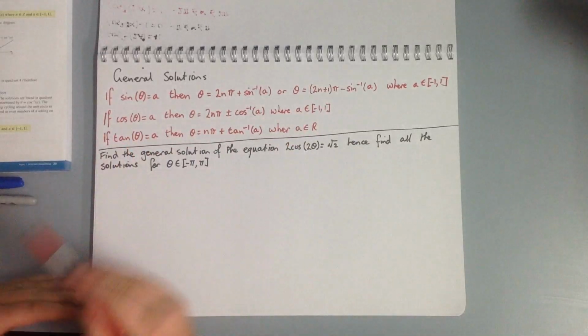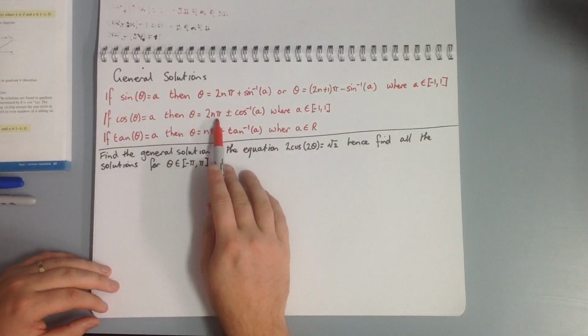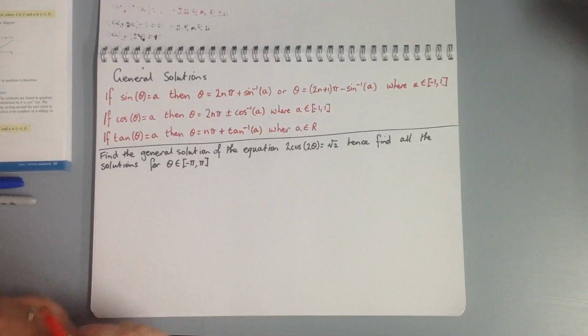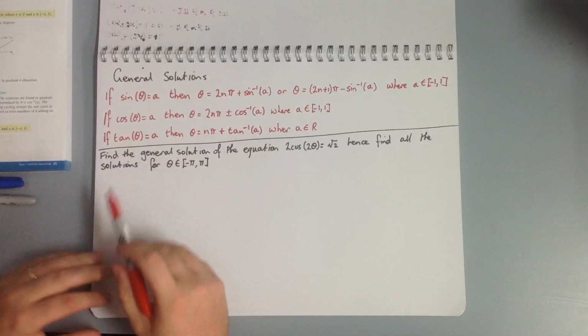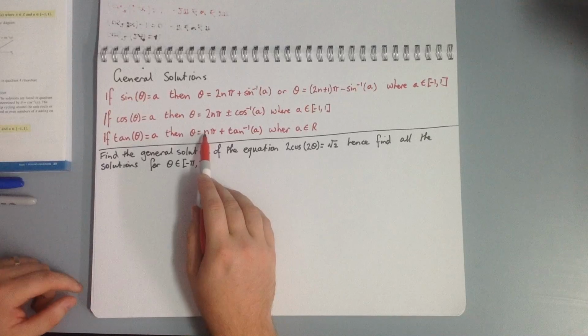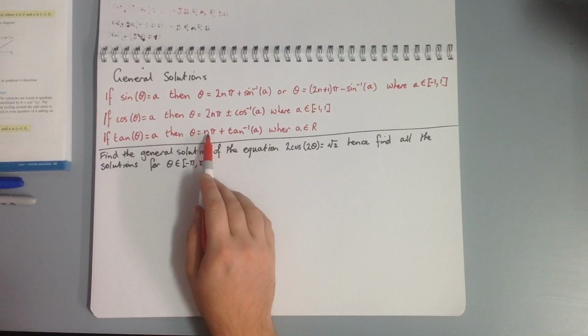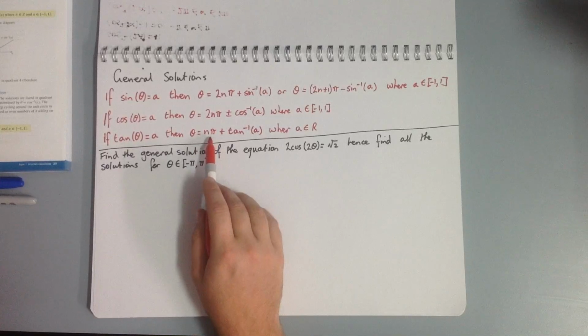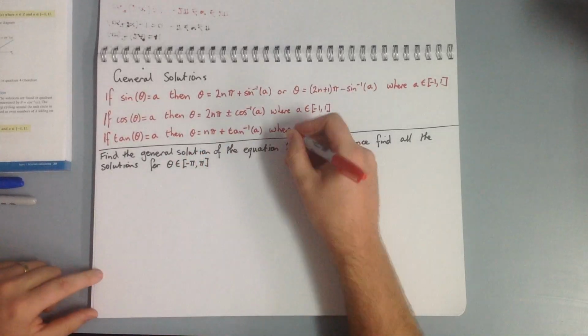Okay, for cos, much easier. That's 2n pi plus or minus the inverse cos. So that one's a lot nicer. It doesn't matter which solution we use, we just add 2 pi to them. For tan, our solutions actually repeat themselves every n pi, so every pi. So really all we're going to do is add pi to our answers and we keep getting the same thing.